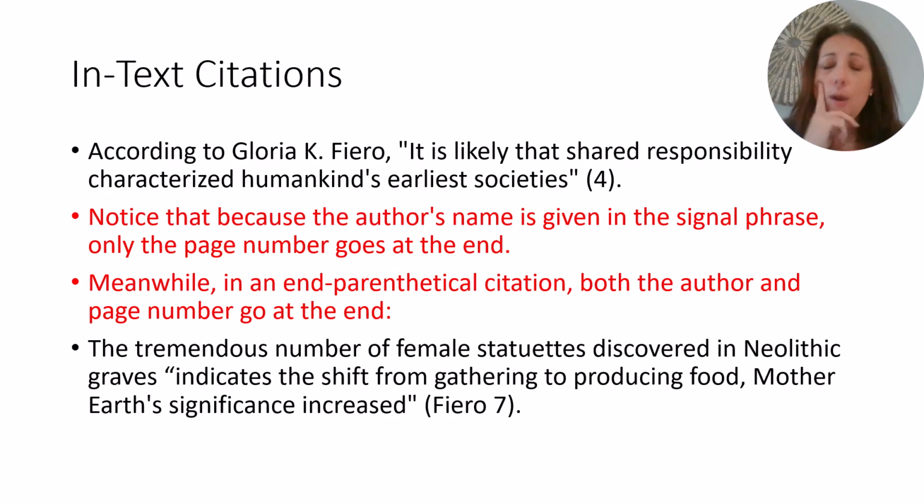The other way that we cite within the document is using that end parenthetical citation. That might be a format that's a bit more familiar to you. There's an example down at the bottom. The tremendous number of female statues discovered in Neolithic graves, and then I start the quote, indicates the shift from gathering to producing food. Mother Earth's significance increased. And then I have Fierro and 7. So I have both the author and the page number. If you look at both of the examples, notice they both have the author and the page number because that is the information that we want to provide within the text.